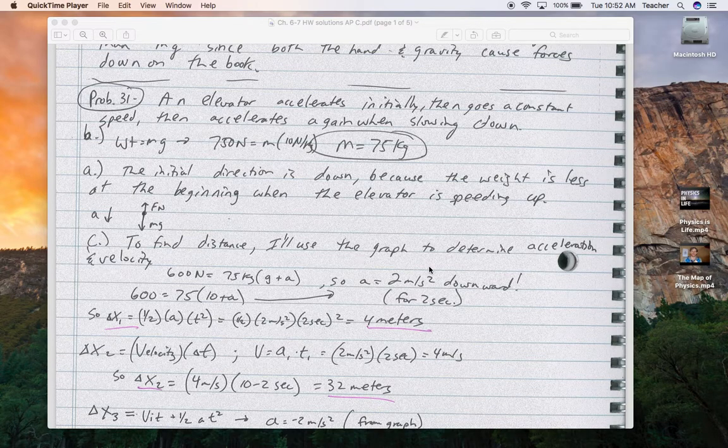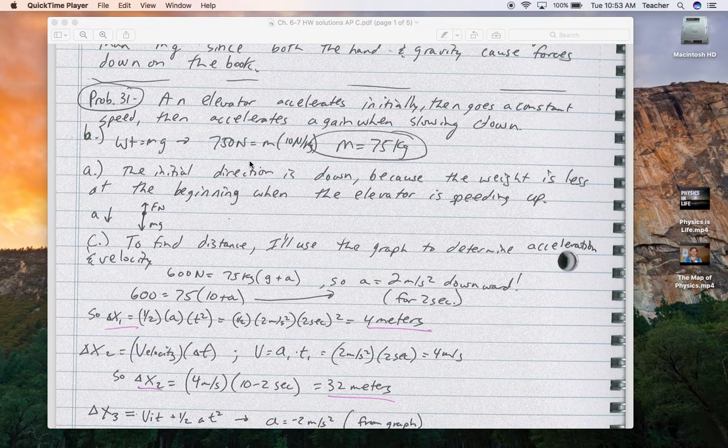At any rate, you've got an elevator. It's accelerating initially. It goes at constant speed and then accelerates again when slowing down. Since we know an elevator would have to speed up at first, and the graph showed the weight going down, the motion would have to be downward. mg would be greater than the normal force up.